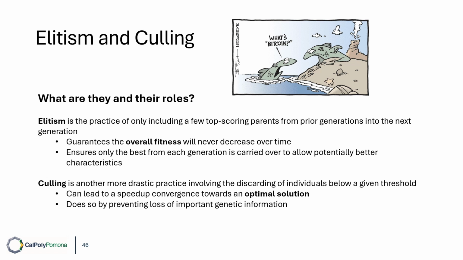Now, let's go over and discuss elitism and culling. Elitism is the practice of only including a few top-scoring parents from prior generations into the next one. What this does is ensure that the overall fitness will never decrease over time, allowing only the best from each generation to be carried over and potentially allow better characteristics. Now, culling is a bit more drastic. This practice involves discarding individuals below a certain threshold. This can lead to a sped-up convergence towards an optimal solution by preventing a loss of important genetic information.